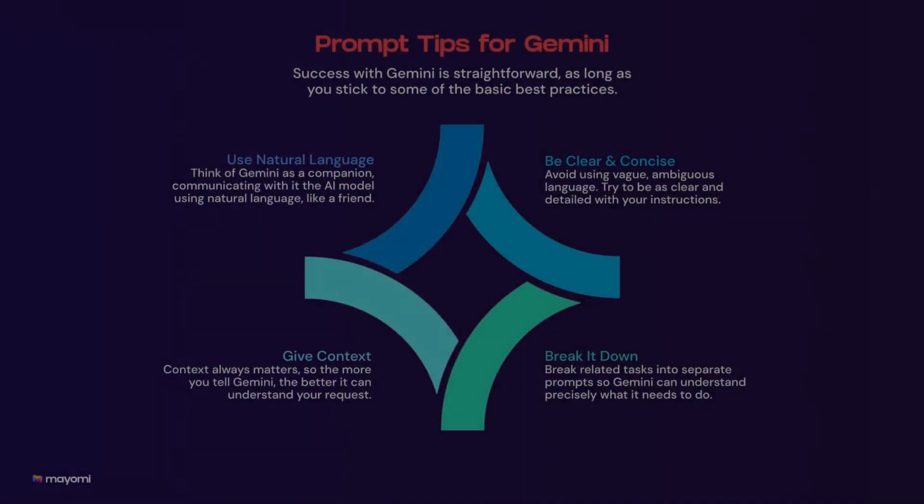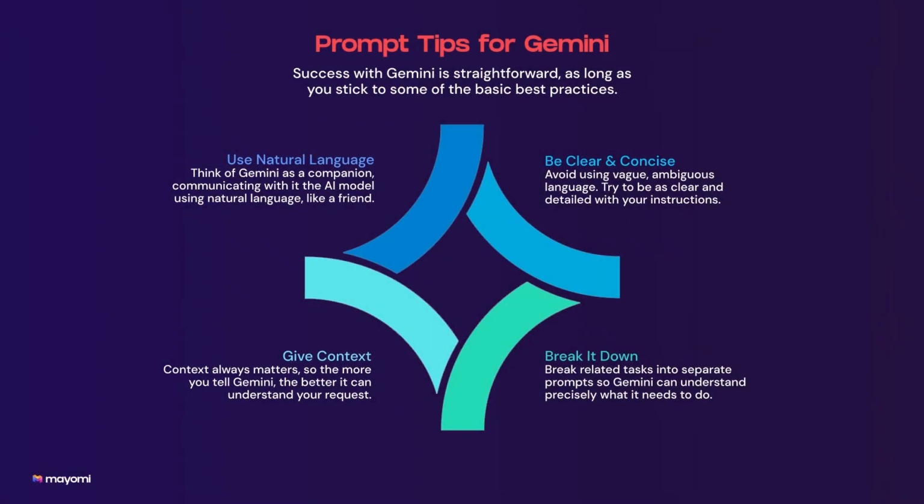Now, when it comes to prompting with Gemini, it's no different from a lot of the other LLMs you see out there. But as suggested by Google, some of the key best practices you should take note of are the following. For one, you want to use natural language. Think of Gemini as a companion instead of just this third-party assistant that you have no relation with. You need to communicate with the AI model using natural language.